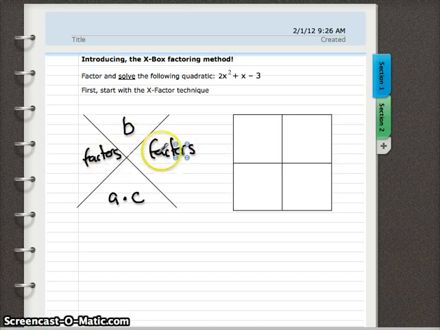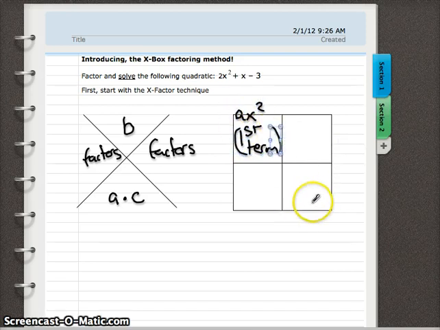And then after we get those two factors, we move over to the box, and what we put in this first box is the entire first term. So the ax squared goes right there. You can put that as well, ax squared, or the first term. What goes in the bottom right box is the last term, or c. So c, or the last term.